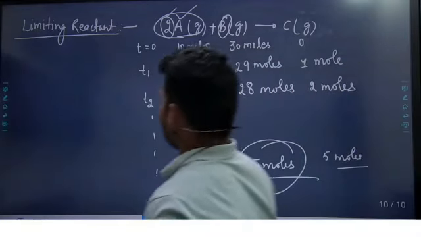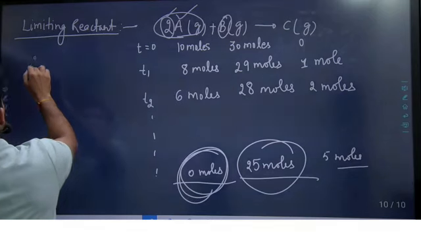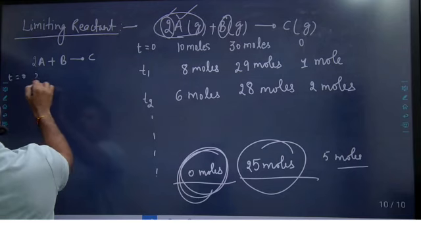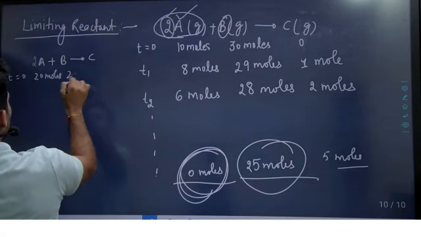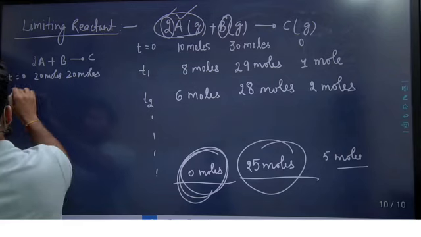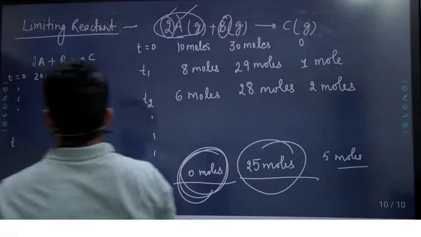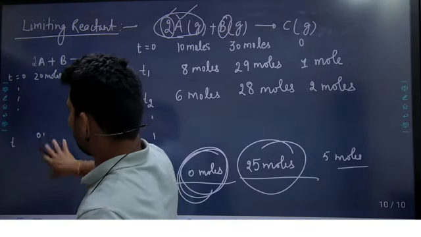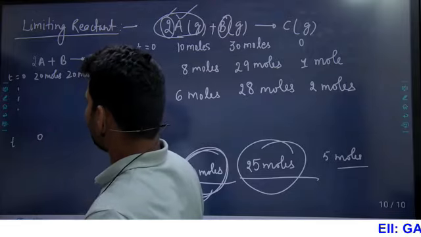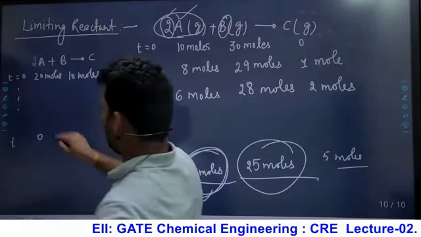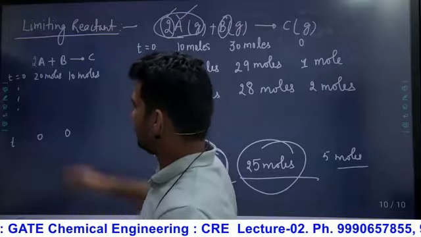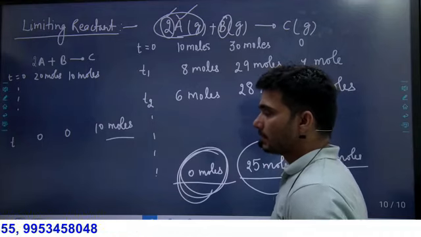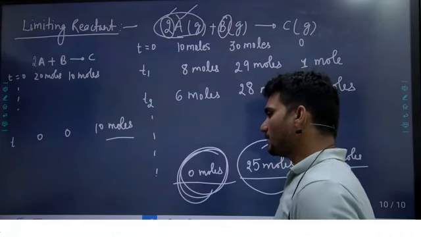Now just try to understand. If I am taking the same reaction, 2A plus B gives C. At time t equals 0, 20 moles of A, 20 moles of B. So at any time t, if A is completely consumed, becomes 0 moles, completely consumed. B, what are you finding? B will be completely consumed. C will be formed, 10 moles. Are you finding it or not?